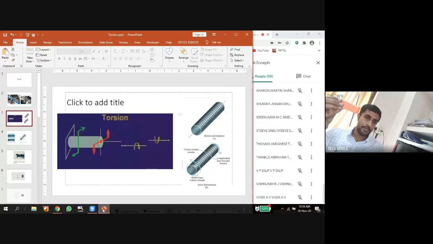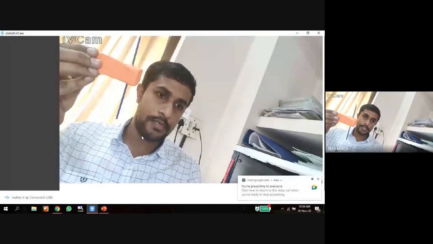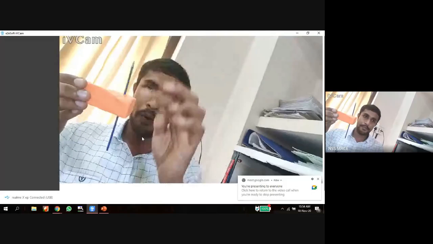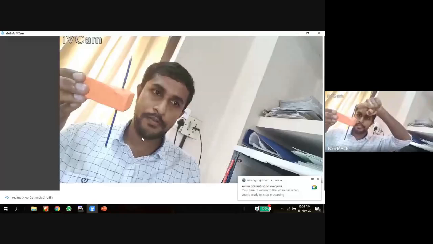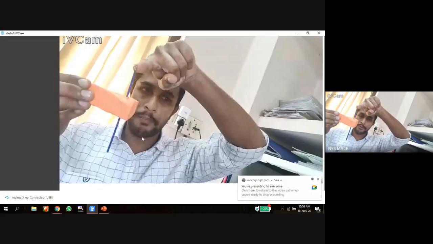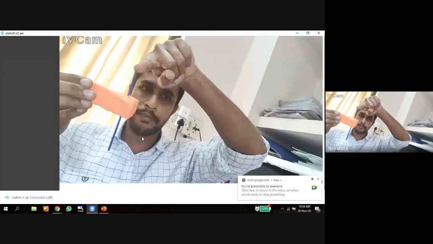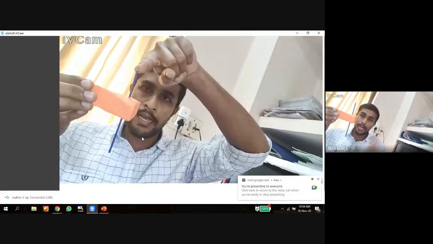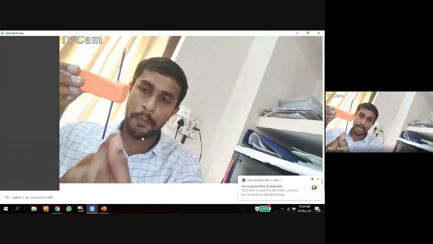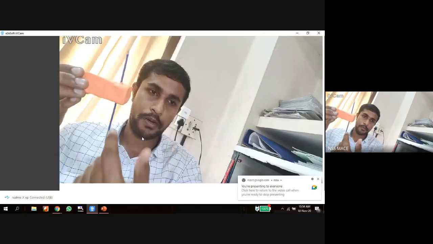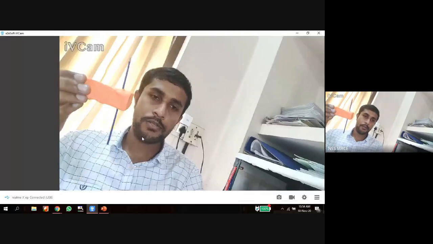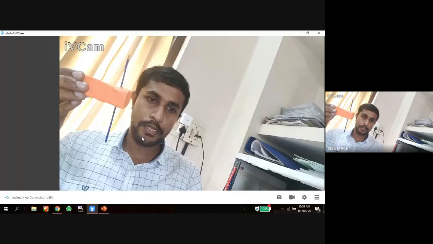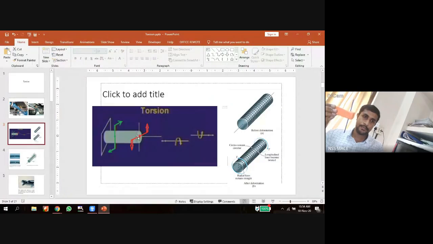Here we can see a rod is attached to this end of the shaft. I am applying a force in this direction, which is normal to this connecting member. At the bottom, I am applying a force in the opposite direction, also normal to this member. So this is almost similar to this case, right? When we apply an equal and opposite force on this connected member, what is produced here?